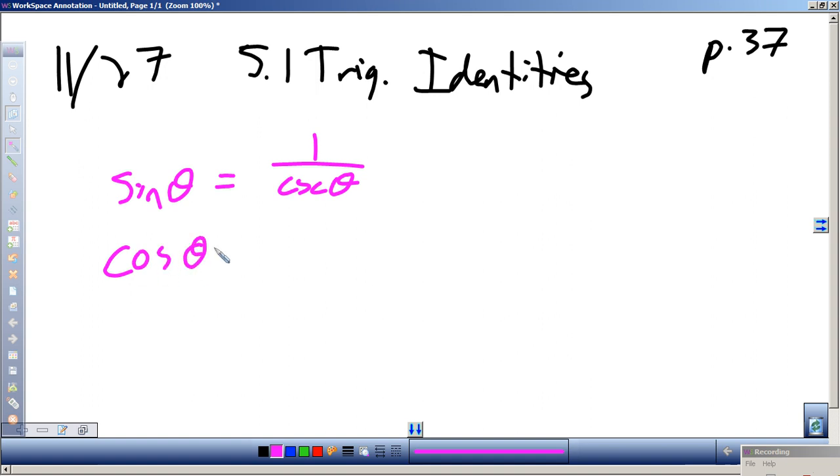So what would cosine be? 1 over secant. And tangent? Do I need to write the ones for the cosecant, secant, and cotangent? No, they're just going to be identical to these ones. Cosecant would be what? 1 over sine. Secant, and cotangent. So those ones, you still need to memorize them. I'm not going to bother writing them down, and notice that they are the same as these ones.